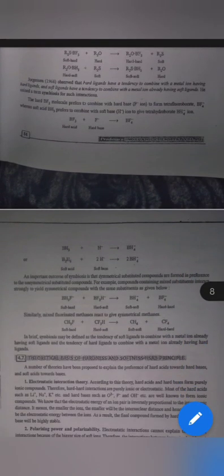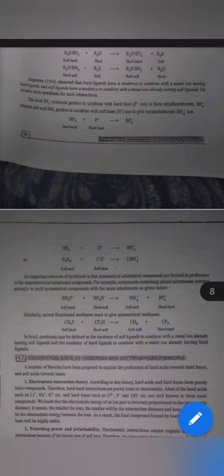The hard acid BF3 molecule prefers to combine with the hard base F- to give tetrafluoroborate BF4-, as the soft acid BH3 prefers to combine with the soft base H- to give tetrahydroborate BH4-. BF3 + F- gives BF4-. BH3 + H- gives rise to BH4-. B2H6 + 2H- gives rise to 2BH4-.